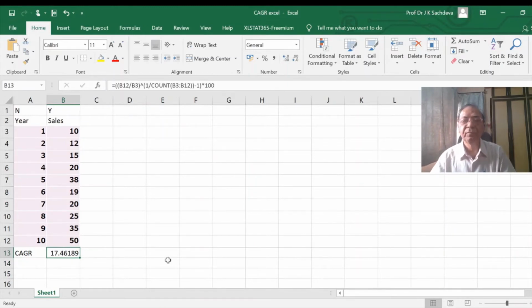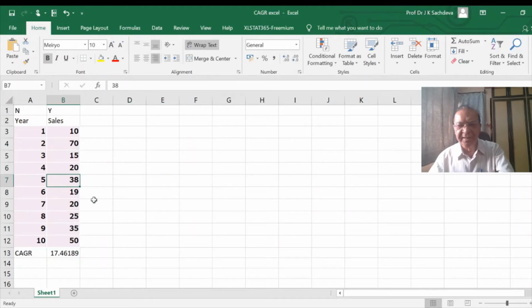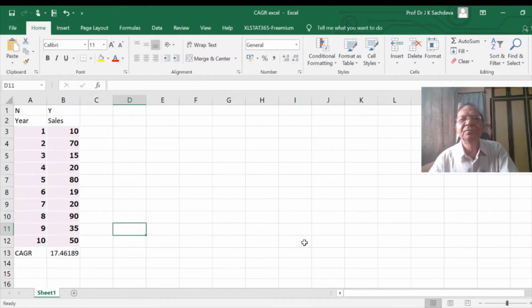So this comes out to be 17.46189%. The problem here is, if I change the values here, say if I change the values here as 70, 80, or 90, the compounded growth rate does not change, because we are taking only the first value and the last value. So that is not correct. Secondly, we do not know what is happening in between. Further, we do not know whether this growth rate is dependable or not. How much we can depend upon this.